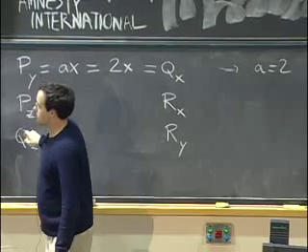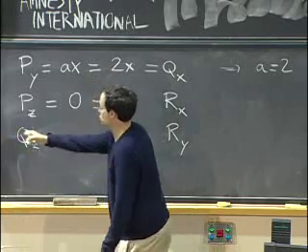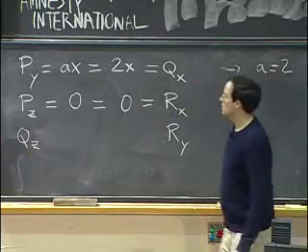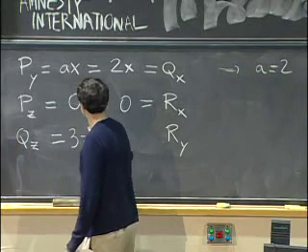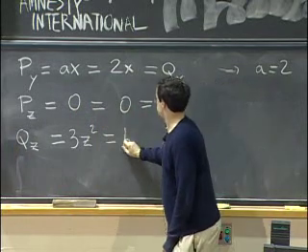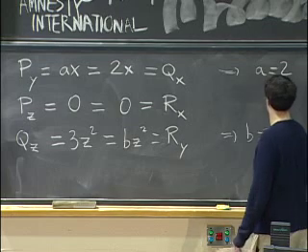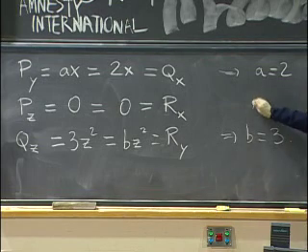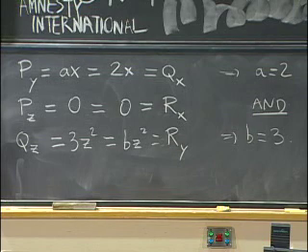Okay, let's look at P sub z. That's just 0. R sub x, well, R doesn't have any x either, so that's 0. So this one isn't a problem. Q sub z seems to be 3z squared. R sub y seems to be bz squared. So b should be equal to 3. So we need to have a equals 2 and, this is an and, this is not or, b equals 3 for this to be exact.